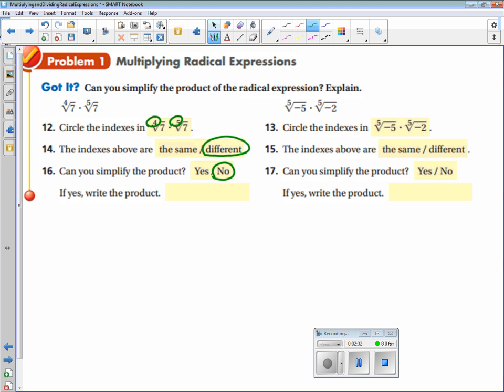How about over here on the right? It's hard to see in the back, probably. Over here on the right, Travis, I agree. 5 and 5, these indexes, they are the same. So that means that I can simplify it. The product would be, the 5 stays there, and I multiply what's underneath. What's negative 5 times negative 2? 10. So the fifth root of 10 would be how I'd simplify that.